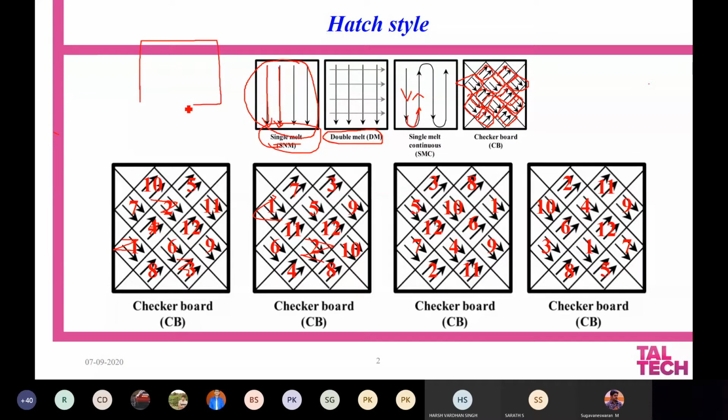For example, if you have an area here like this and you want to melt the whole area, you start with the center. It can be square or it can be in a circular form. Then you go with the next, then you have the third layer, then the fourth layer, the fifth layer and so on. You keep on going. It is more like an onion pattern, but in a square form.